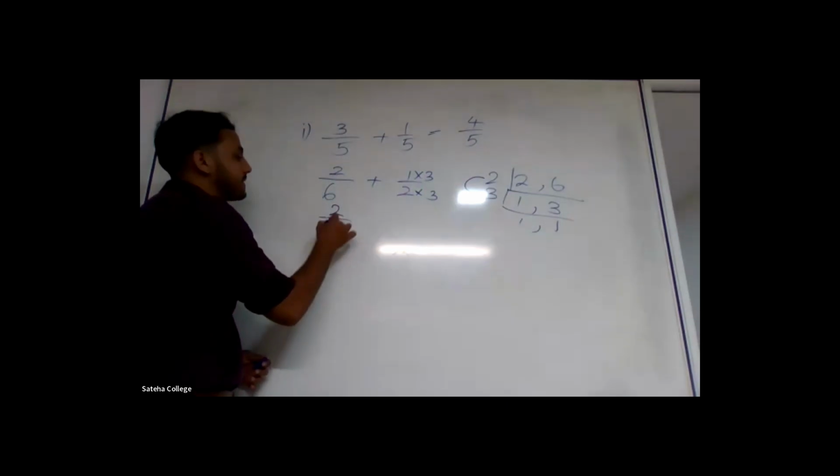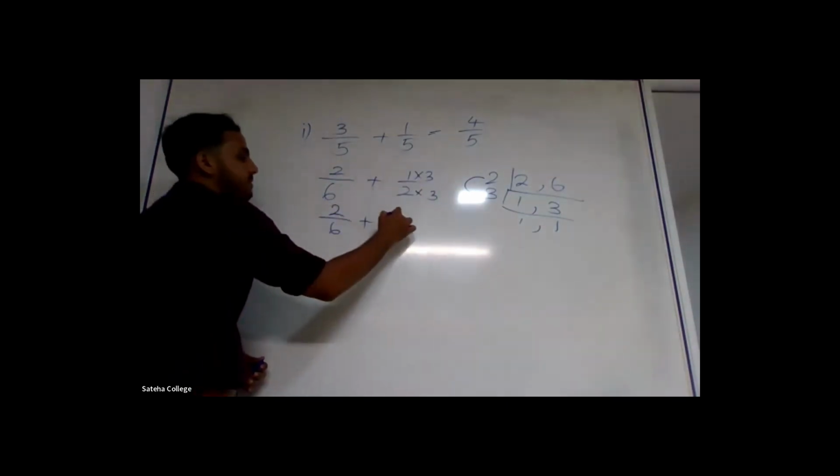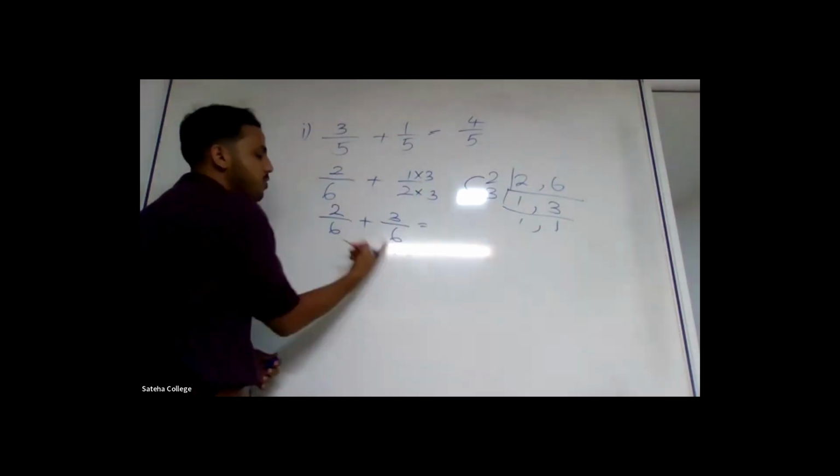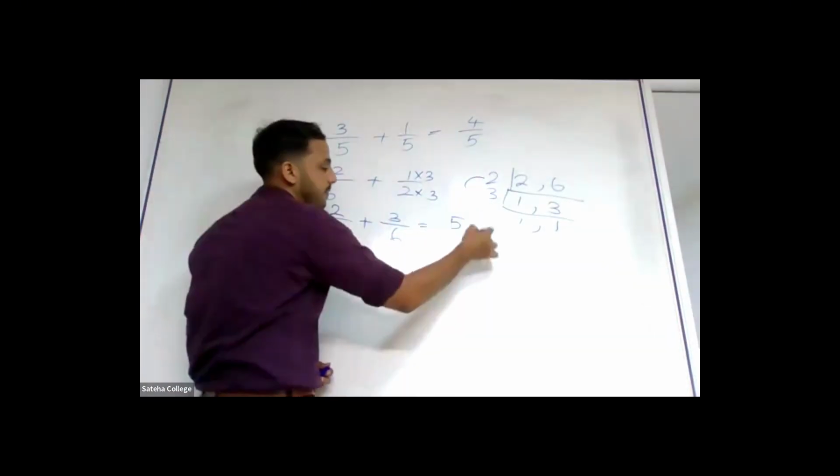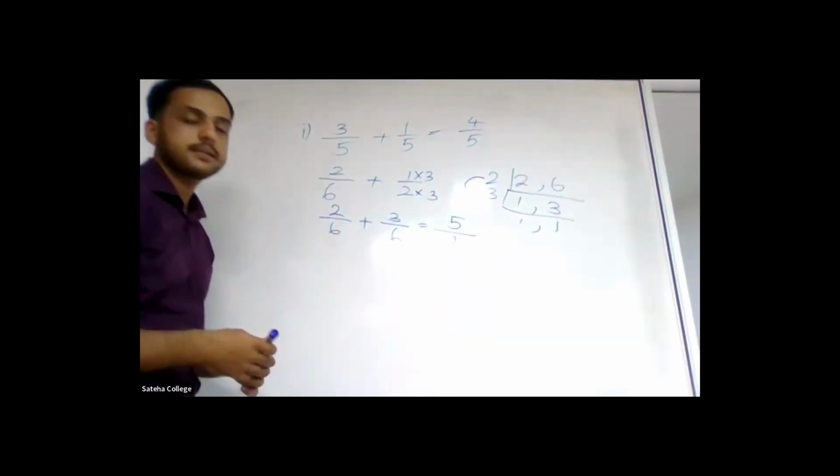Alright. So you have 2 over 6 plus, now 1 into 3 is 3, 2 into 3 is 6. Now you see here, the denominators are the same. You just add the numerators, that will be 5 over 6.